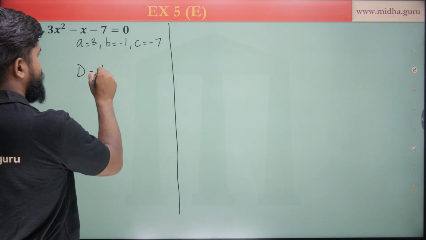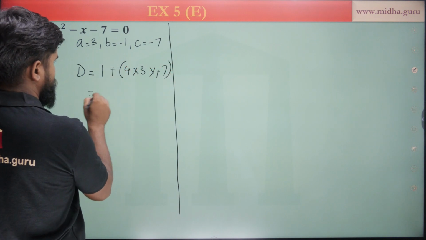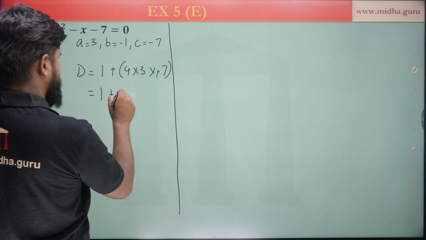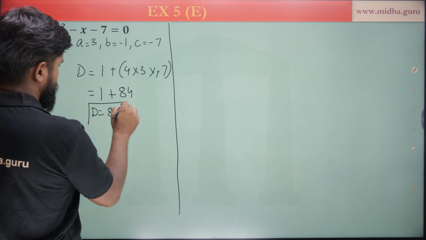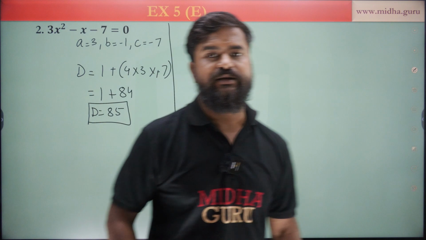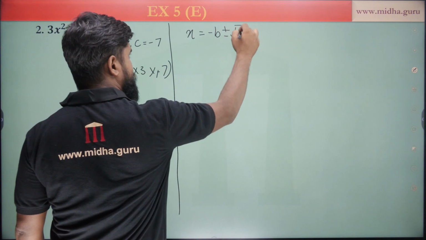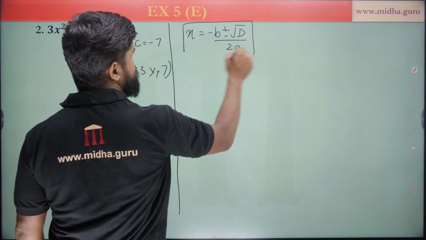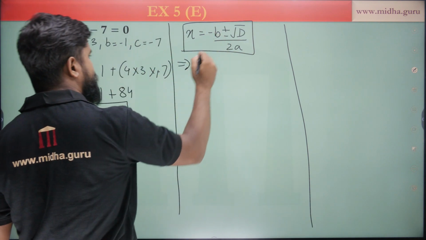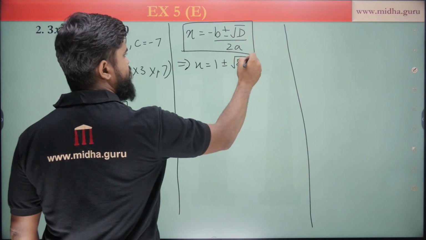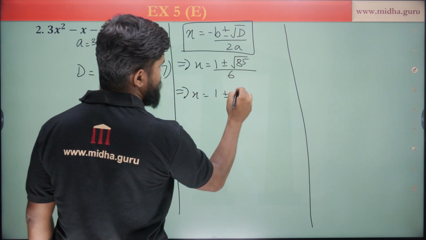So the discriminant is b squared, that is 1, minus 4 times 3 into minus 7, which will get cancelled as plus. So we have 1 plus 4 into 3, 12 into 7, 12 sevens are 84. The discriminant came out to be 85. Now we'll just apply the quadratic formula. Minus b, since b is minus 1, it will become 1, plus or minus square root of 85, divided by twice a, since a is 3, this becomes 6. So x is equal to 1 plus or minus.